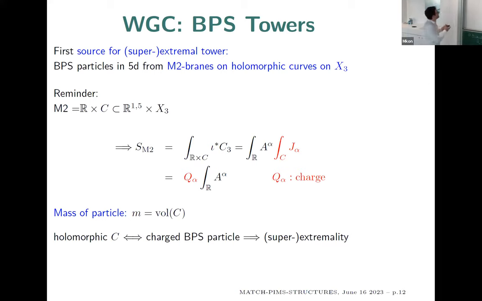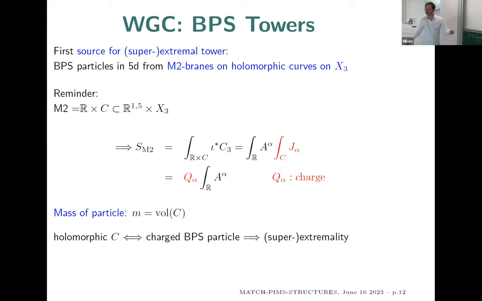And which are candidates for BPS particles in the five-dimensional theory? They come from these M2 branes. Recall two slides ago, we had an 11-dimensional, 2+1-dimensional object, the membrane, to which C3 couples. Now, how do we get a particle out of them in five dimensions? Again, by splitting the world volume in a similar way: we say the time direction goes along R^{1,4}, and the remaining two spatial directions go along the internal manifold. So the jargon is that we wrap the membrane on a curve.